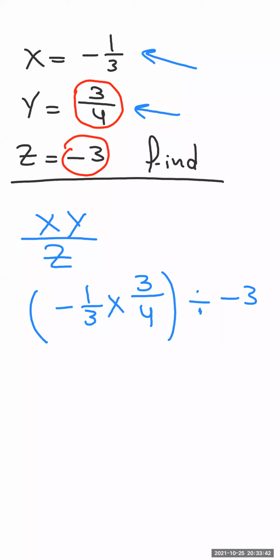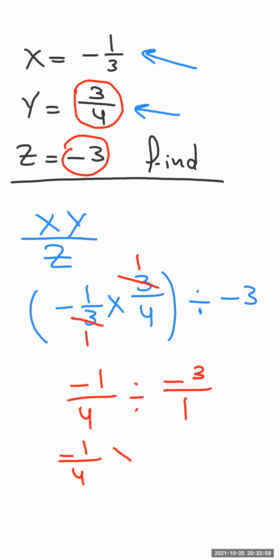So here, normal multiplication. First we can simplify 3 and 3, so it will equal 1 and 1. Now 1 times -1 equal -1 over 4, divided by -3. -3, it's over 1. So -1 over 4, change the division into multiplication, flip the number, 1 over 3. Negative times a negative means positive. So 1 over 4 times 3, 12. That's it. Clear, guys? Yes, clear. Okay, great.